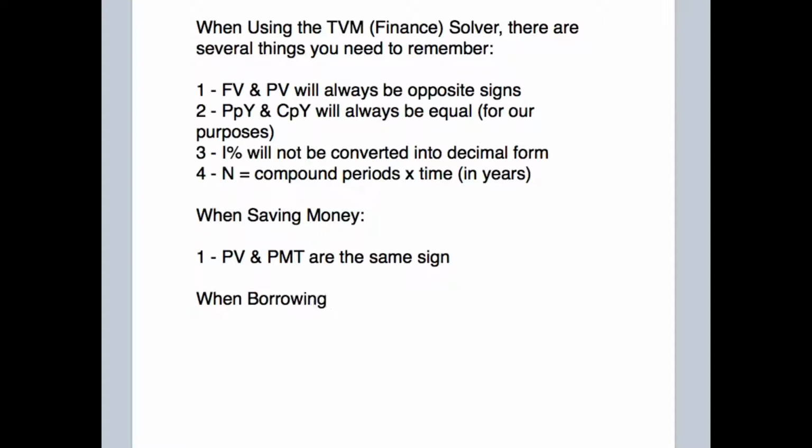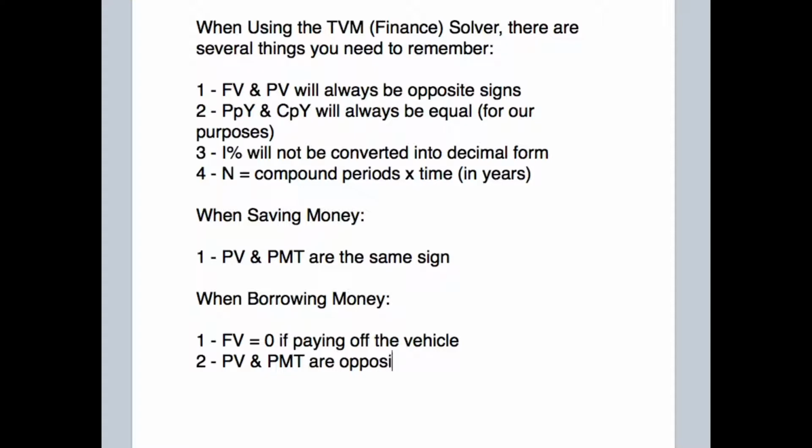Whenever we are borrowing money or paying off a loan, like the financing of a car, future value is going to be equal to 0, and it's only going to be equal to 0 if you're paying off something like a vehicle or a credit card. Present value and payment are going to be opposite signs if we're borrowing money.